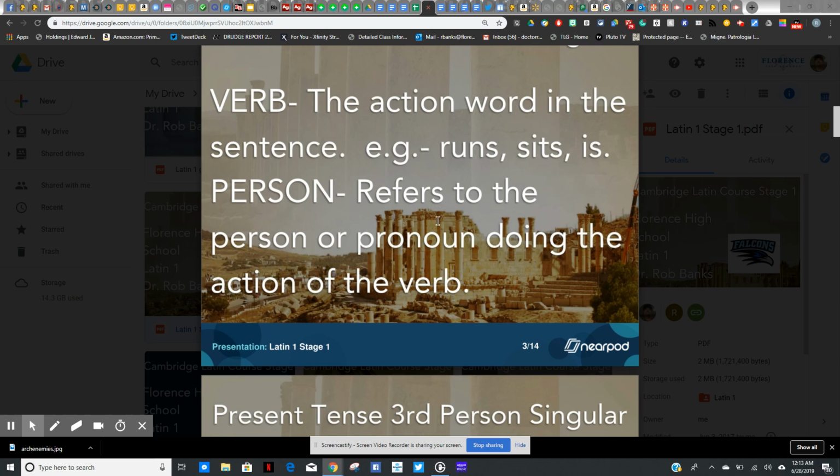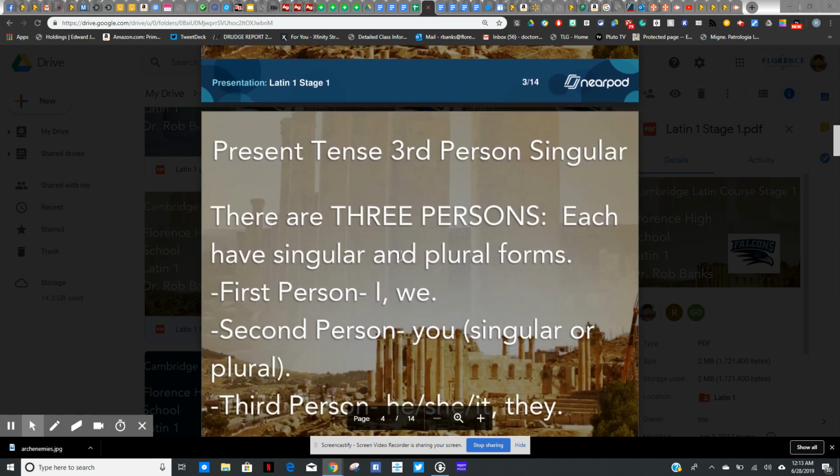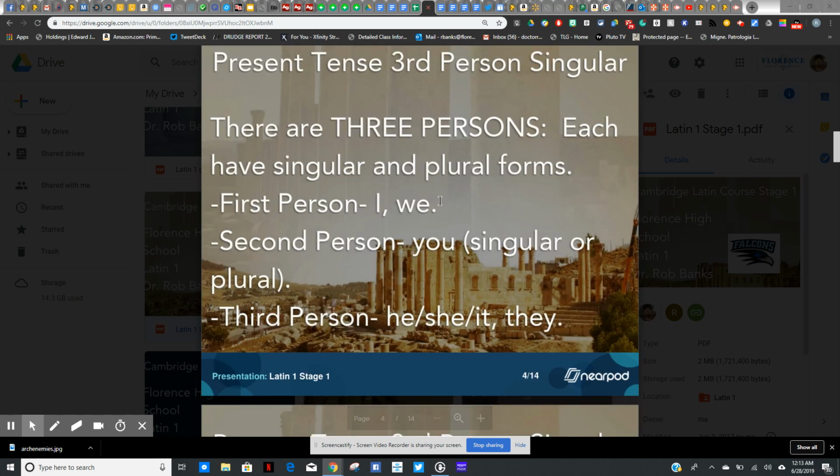Person refers to the person or pronoun doing the action of the verb. So the boy runs, the boy. He runs, he, right? The one doing the action, right? There are three persons. Each have singular and plural forms. So the first person is I, and if there's someone with you, that makes a we, right? Second person is you, singular or plural. And the third person is he, she, it, or they.